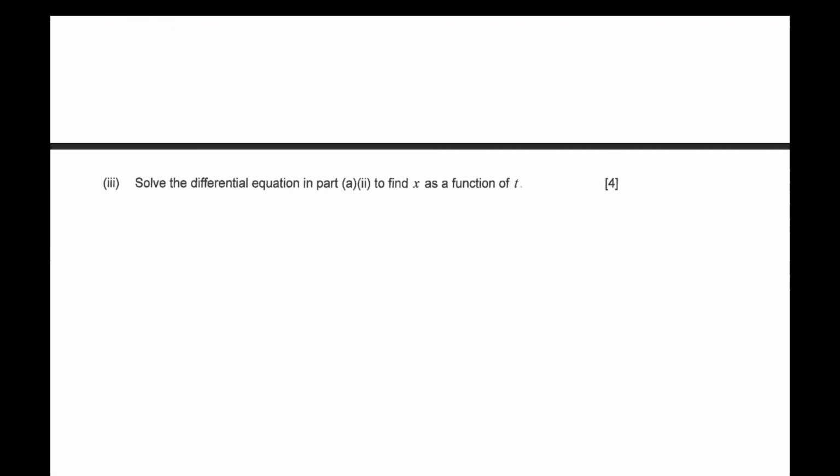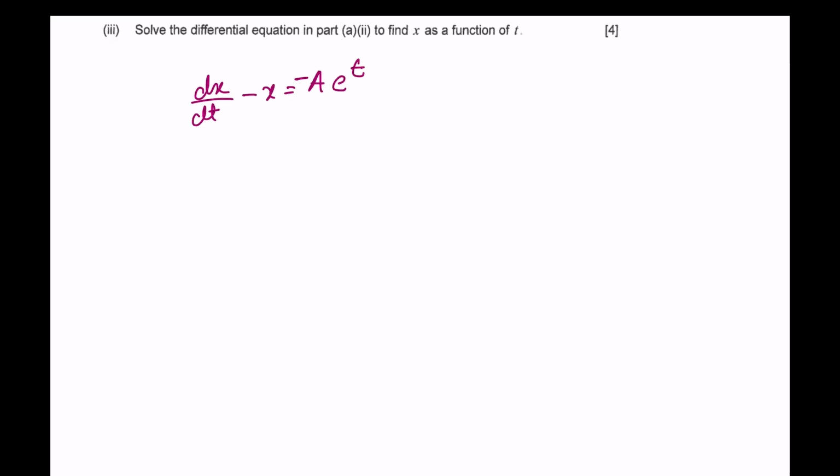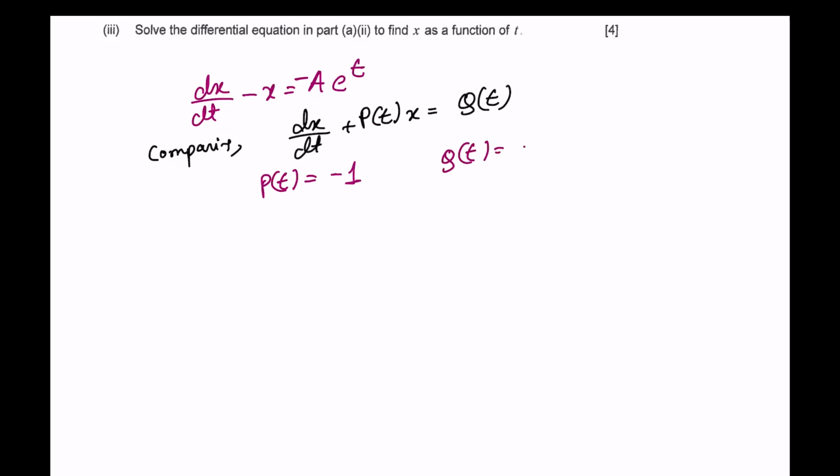In the next part, we have to solve the differential equation in part A2 to find x as a function of t. So we have to just resolve this differential equation. dx by dt minus x equals minus a e to the power of t. That's what we need to solve, I believe. So here this is basically a linear differential equation. So we can just compare it with dx by dt plus p(t) times x is equal to q(t). If you just compare, you will see that p(t) is equal to minus 1, which is a constant, and q(t) is equal to minus a e to the power of t.